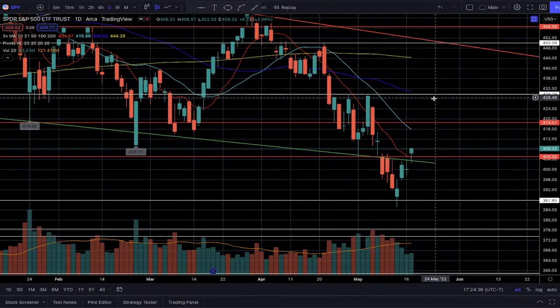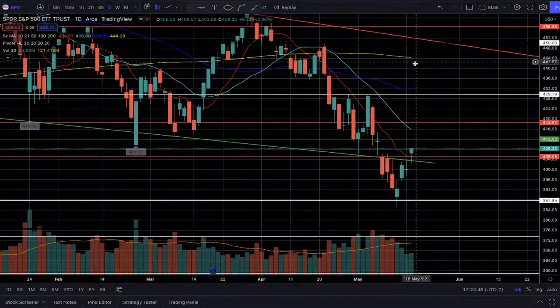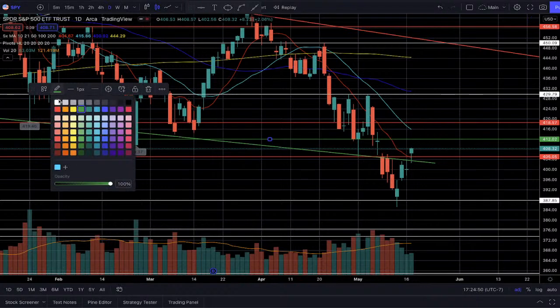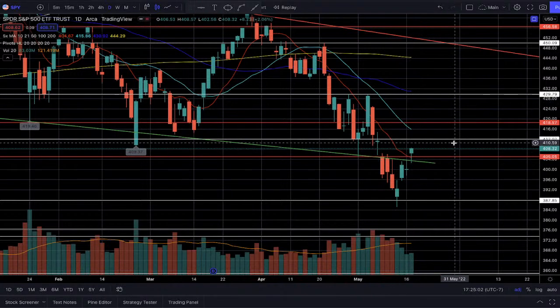So, it's not out of the question, but I would like us to go up to 412 and then reject. That's kind of my next level that I want us to be looking at here. So this is the main level that I'll be looking at, 412. It's obviously 4 more points, but hey, SPY has been moving 5+ points almost every single day. So there's a possibility that we can reach 412 tomorrow.